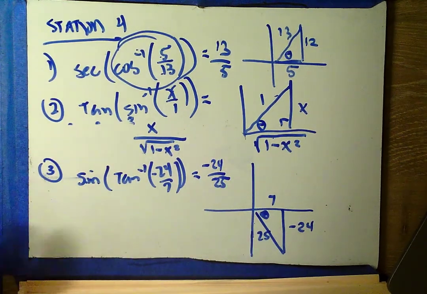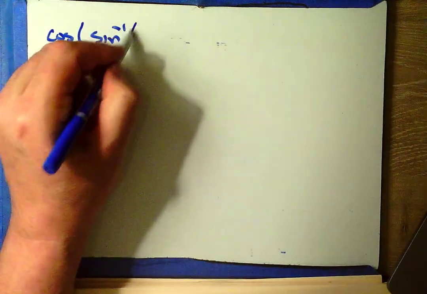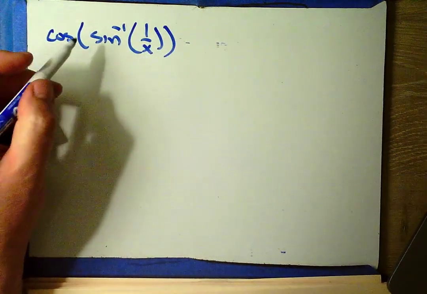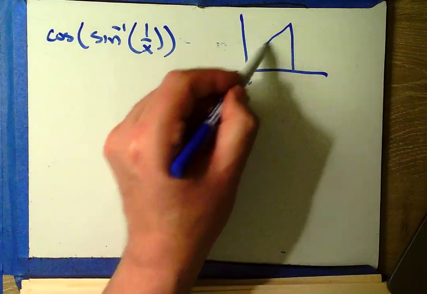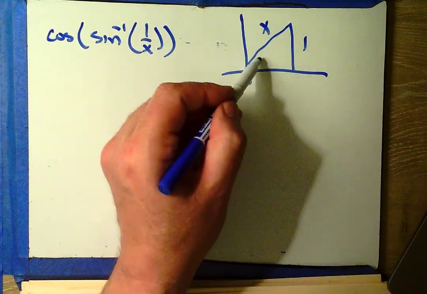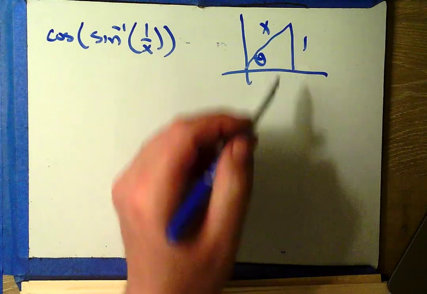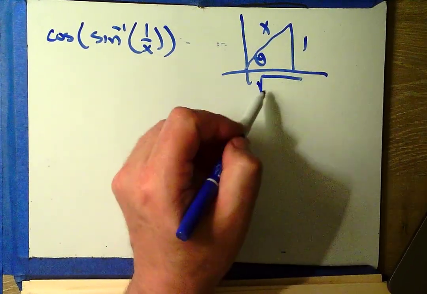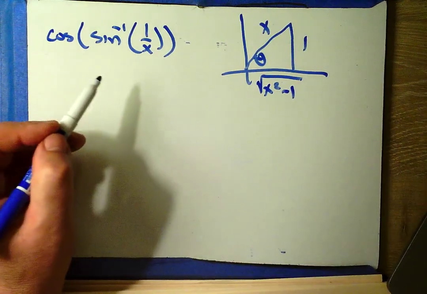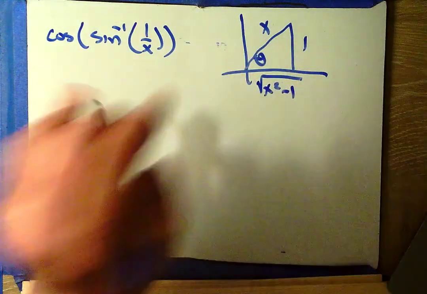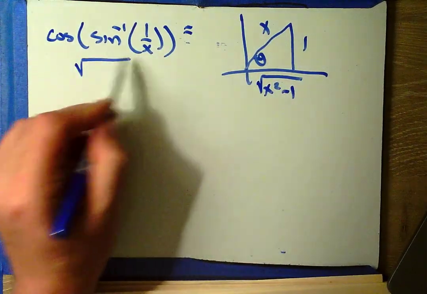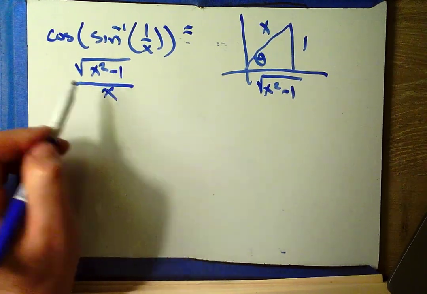And finally, number four on station 4 says, what's the cosine of sine inverse of 1 over x? Okay, well, let's draw a triangle where the sine is 1 over x this time. 1, x, theta. If I use the Pythagorean theorem, I'll end up with square root x squared minus 1 here. And I want to know, what's the cosine in this picture? Well, cosine is adjacent over hypotenuse. And so my answer is going to be square root of x squared minus 1 over x.